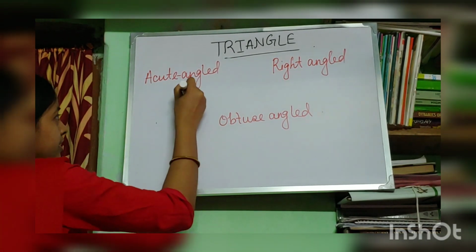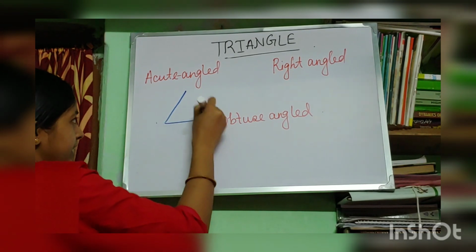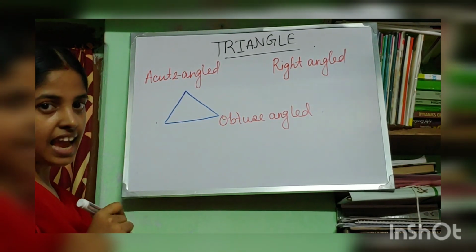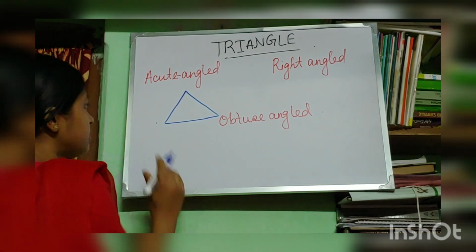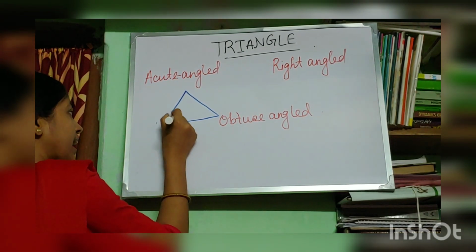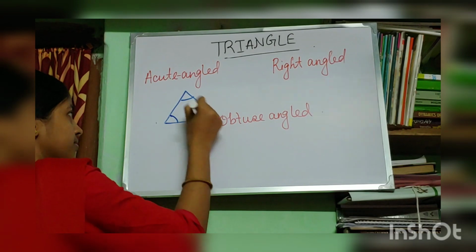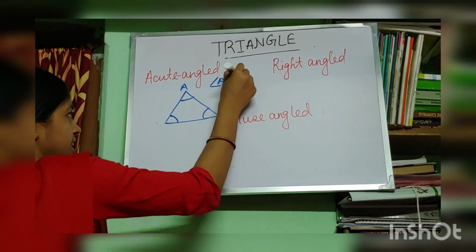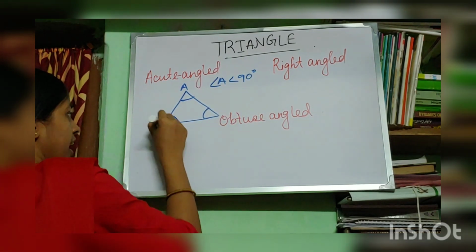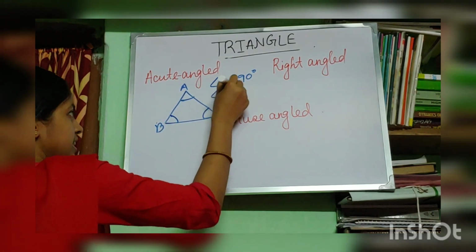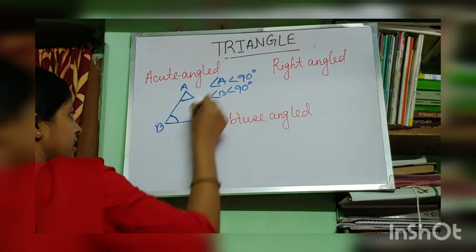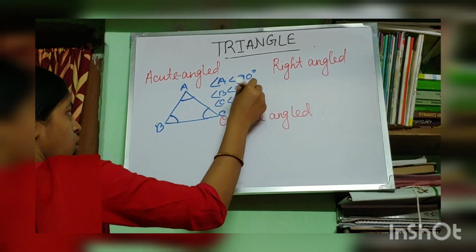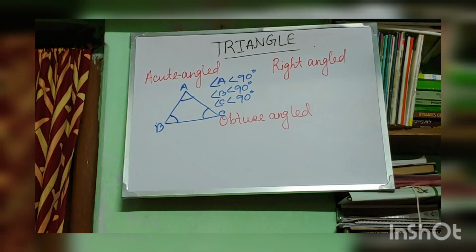A triangle whose angles are less than 90 degree and greater than 0 degree, means a triangle whose angles are acute. Angle A is less than 90, angle B is less than 90, angle C is less than 90, then I will call it an acute angle triangle.